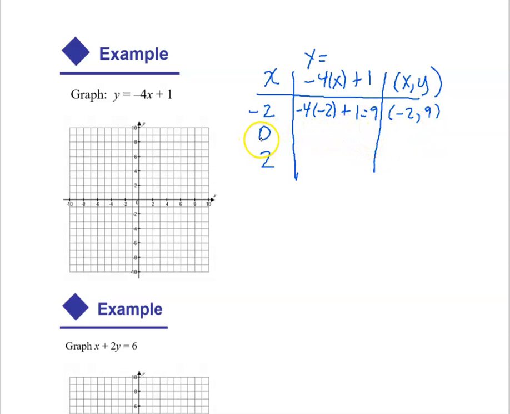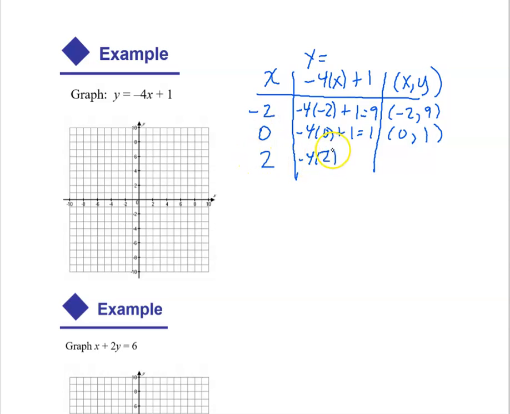Okay, next you're going to plug in, so let's do negative 4 times 0 plus 1. Well, that's just going to give me 1. So I would have a point at 0, 1. Negative 4 times, I'm sorry, we should plug in a 2 for that.